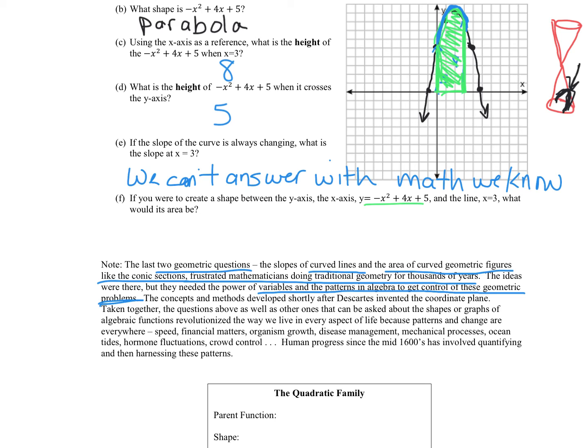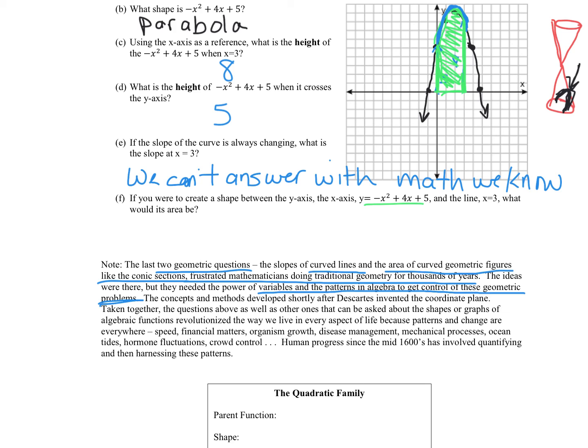And as soon as the coordinate plane came about and these 2 areas of math were brought together, the answers actually came pretty quickly. So it says the concepts and methods developed shortly after Descartes invented the coordinate plane. Taken together, the question above, as well as other ones that can be asked about the shapes or graphs of algebraic functions, revolutionize the way we live in every aspect of life, because patterns and change are everywhere. So when we ask about the slope of a curved line, if that line represents the distance a car has traveled, we're talking about the car's velocity, right? Or if we know the velocity, we're talking about acceleration.